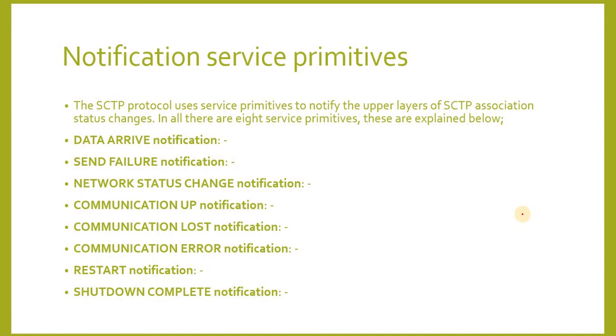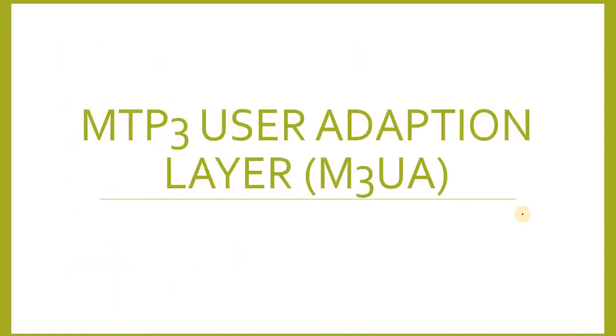This is used when SCTP detects that the SCTP peer has restarted. Shutdown complete notification. This is used when SCTP completes the shutdown procedures. MTP3 User Adaption Layer, M3UA.